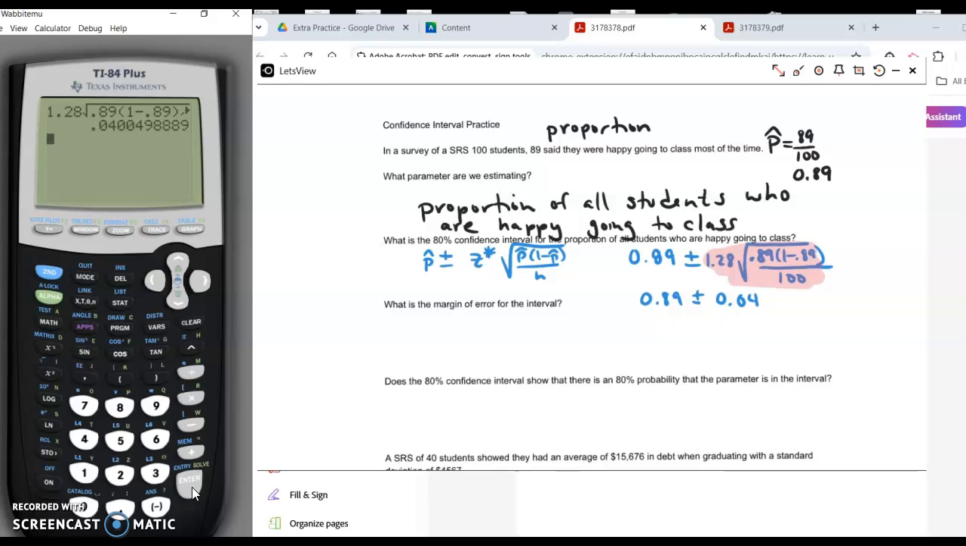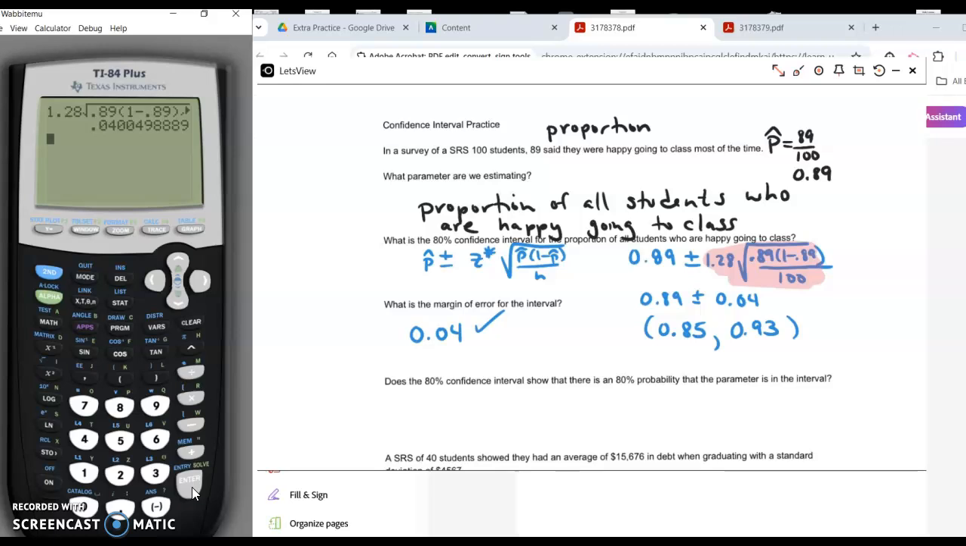Now, the thing we had in red, all the stuff after the plus minus, that was the margin of error. So the margin of error, the second part, is already done. So when I find my interval, I'll just add and subtract that 0.04. So if I take 0.89 plus 0.04, I get 0.93. If I take 0.89 minus 0.04, I get 0.85. So this interval is done.